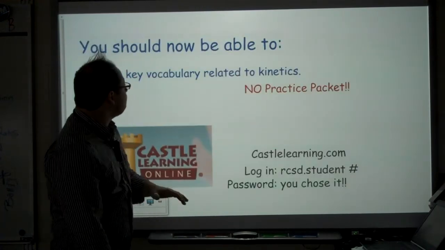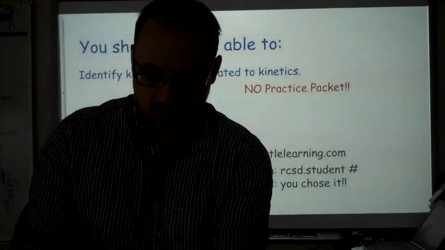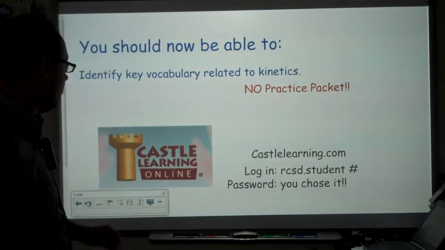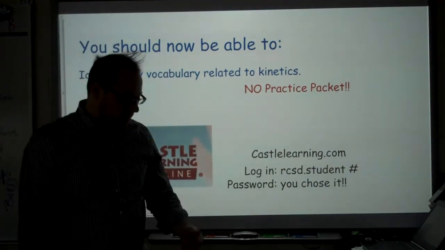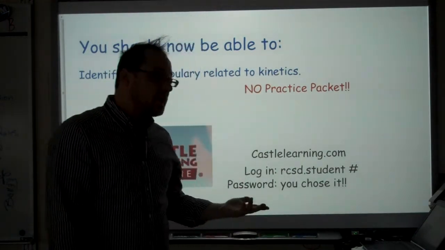Let's see what else we got. Now, at this point, we don't have any practice packet to work on. Let me show you. Your practice packet this time looks like Kinetics and Equilibrium, Unit 8. You should identify those key vocabulary related to kinetics. Rate of reaction, reaction mechanism. Relatively simple little lecture here.